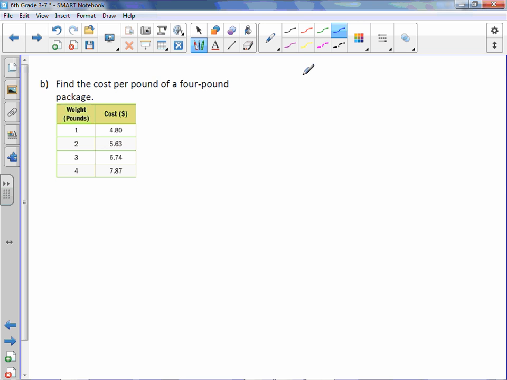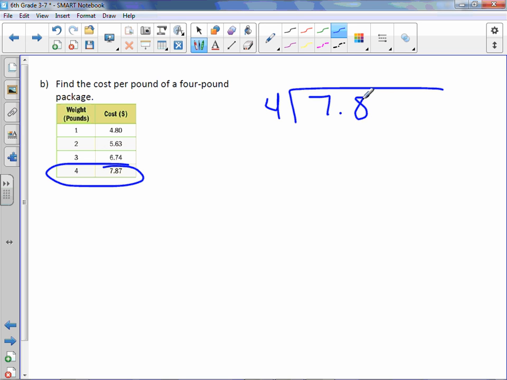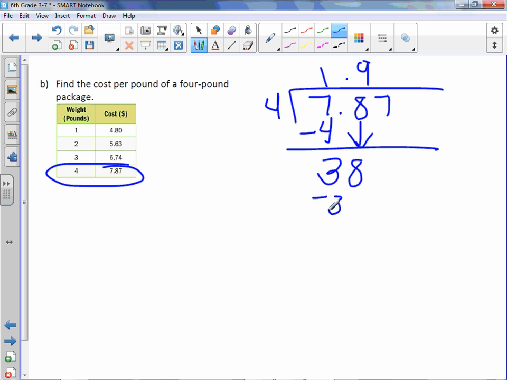Find the cost per pound of a 4-pound package. So we are interested in how much it is per pound if we have a 4-pound package. So 4 into 7.87. 4 goes into 7 once. Subtract and get 3. Bring down the 8. 4 goes into 38 9 times, which is 36. Subtract and get 2. Bring down the 7.